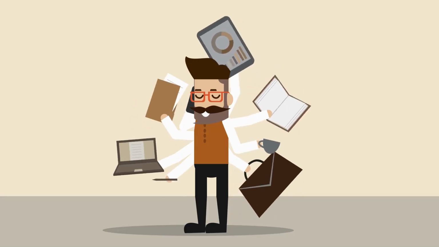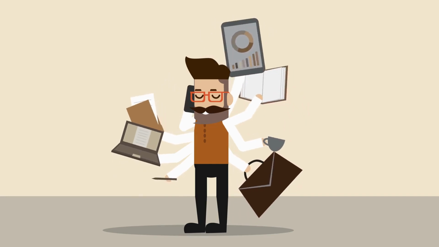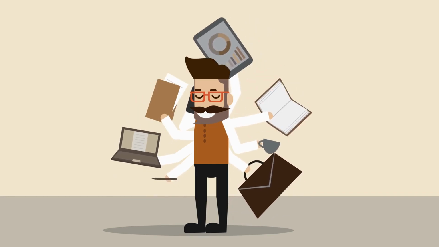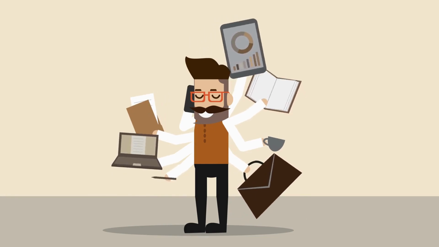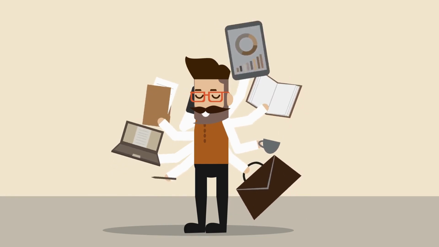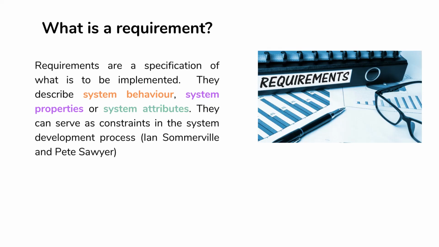Today we discuss what a requirement is, what a business requirement is, how to document a business requirement, how to adapt an existing business requirement, where to document it, and what standards are used. Requirements are a specification of what is to be implemented. They describe system behavior, system properties, or system attributes. They can serve as constraints in the system development process.